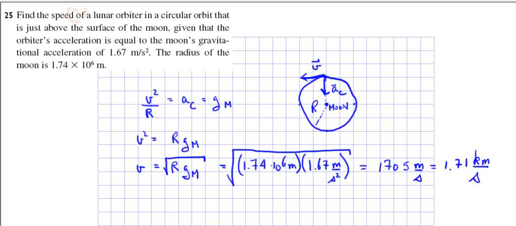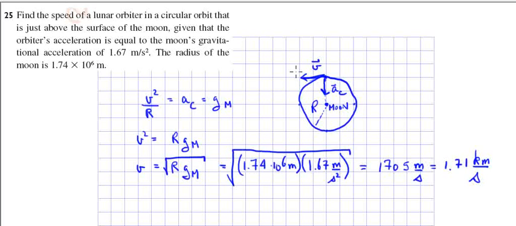This is problem 25 at the end of chapter 3. Find the speed of a lunar orbiter in a circular orbit that is just above the surface of the moon, given that the orbiter's acceleration is equal to the moon's gravitational acceleration, 1/6 that of gravity on Earth, in other words 1.67 meters per second squared.